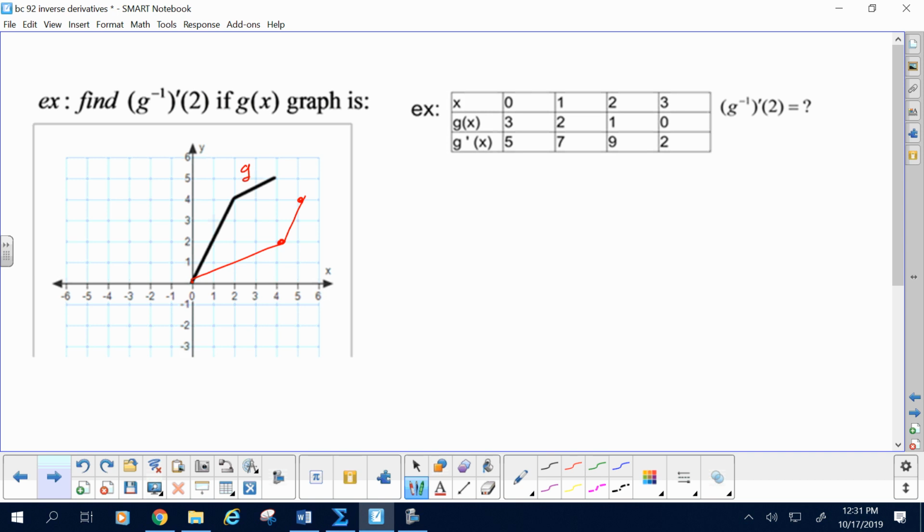So for the first one, are you doing the equation and all that stuff, or are you just using the graph? Graph. The intention is that you just use the graph, and you sketch the inverse. The inverse looks like that in red. And what's the slope of the red at 2? 1/2.